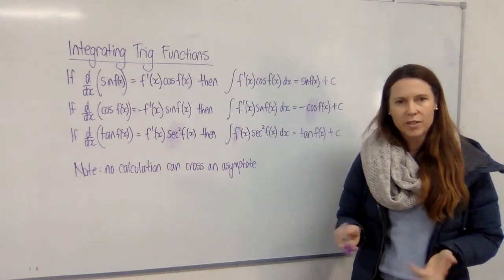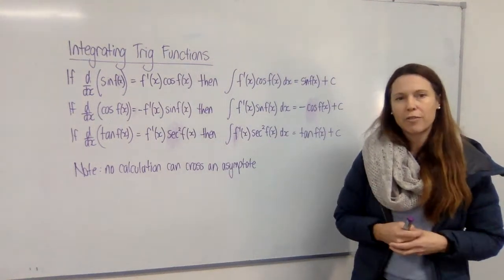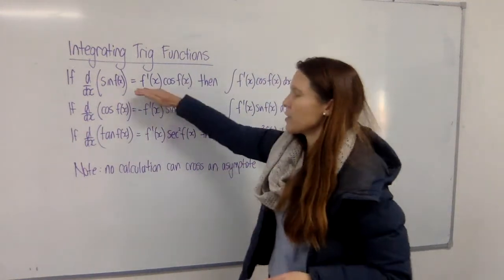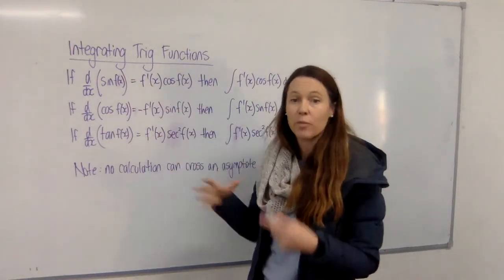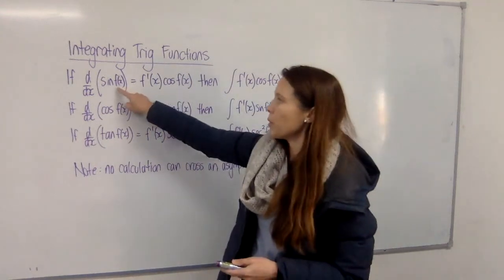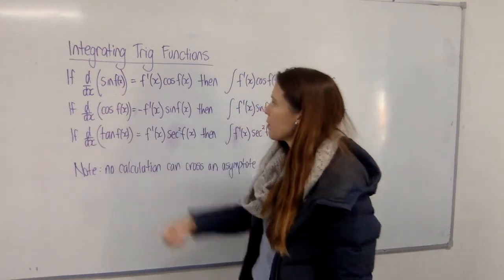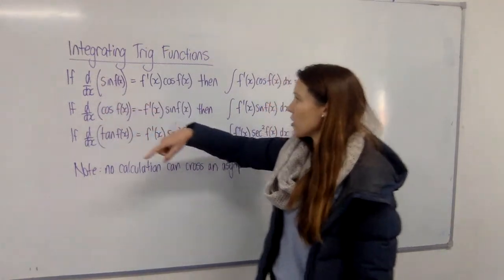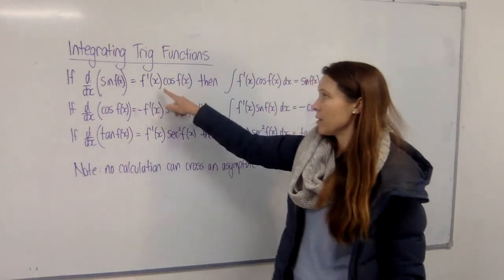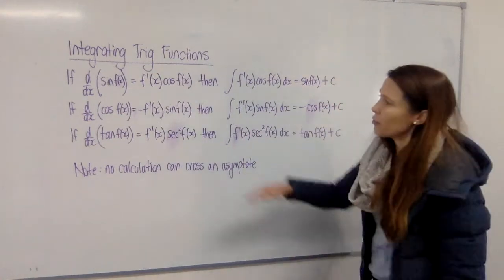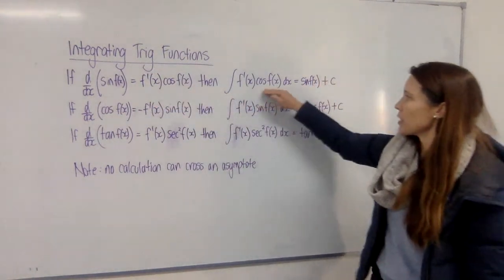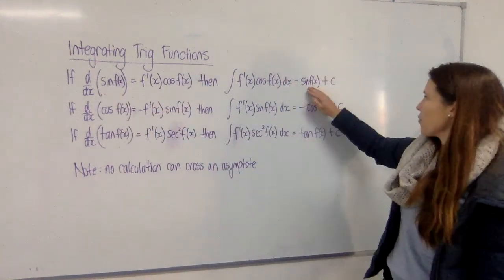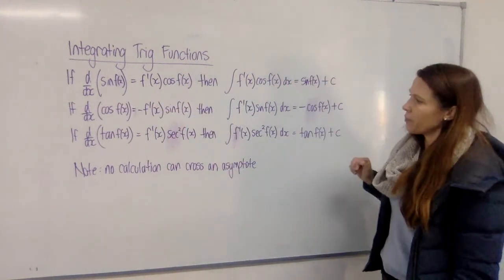Integrating trig functions is quite straightforward if you're already good at differentiating them. So looking at our differentiation rules, and these are the ones that are actually on our reference sheet, not the really simple ones with x, but the more complicated ones with f of x. If we know that differentiating the sine of some function gives us f dash x and the cos of the function, then if we have the exact same thing and we want to integrate it, we get back to where we came from. We get the sine of the function plus a constant.